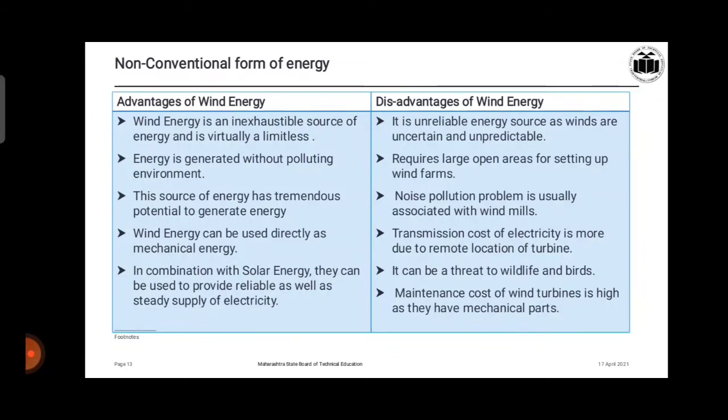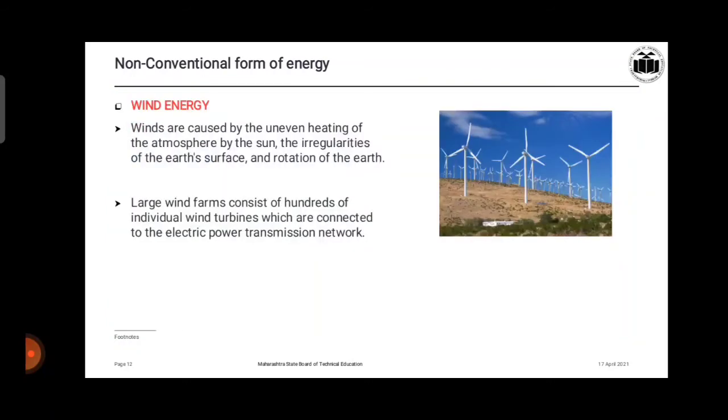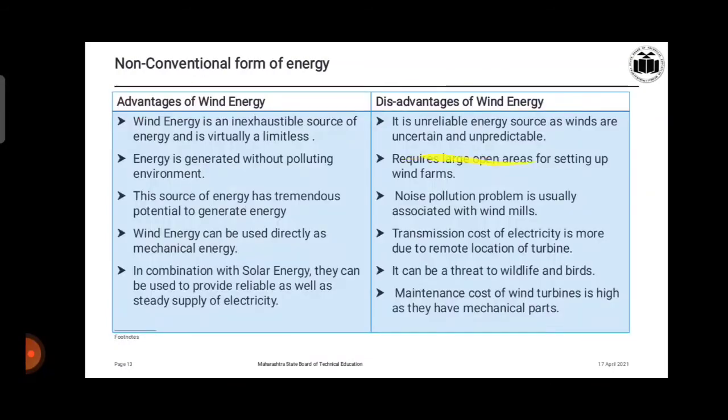Reliable as well as steady supply of electricity. So these are the different types of points which show the advantages. Along with them, the disadvantages: noise pollution problem is usually associated with wind. Also, transmission cost of electricity is more due to remote location of turbine. So these are the different types of disadvantages.